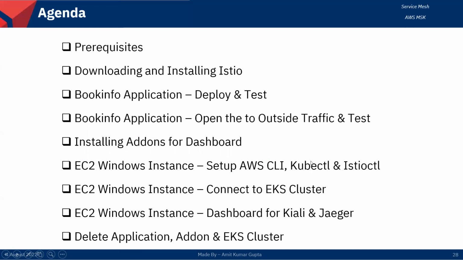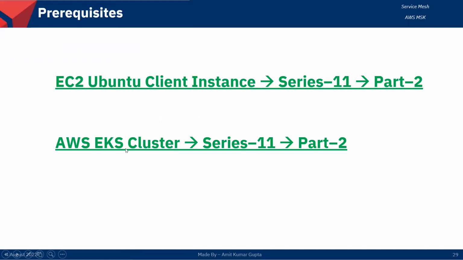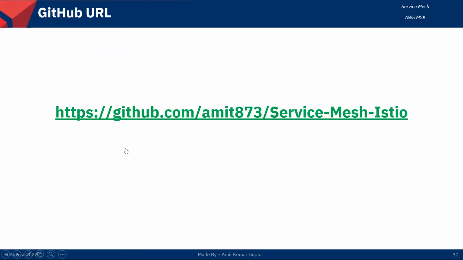Then after we have done this setup, we will connect to the EKS cluster from the EC2 instance, which is the cluster already created in the last video. After connecting to that cluster, we will open the dashboards for Kiali and Jaeger, and I will show some flow for that. And at the end, we will delete the application, add-ons, and cluster. How to do those things, I will explain. So that is the prerequisite.